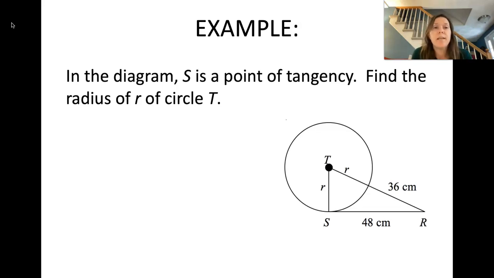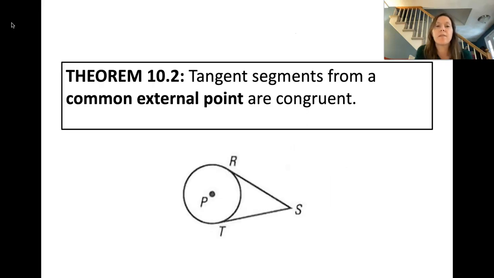Example 2. In the diagram, S is a point of tangency. Find the radius r of the circle. You know what? I just made a decision. We're going to skip that example. We're going to keep our life easy here in the second quarter.